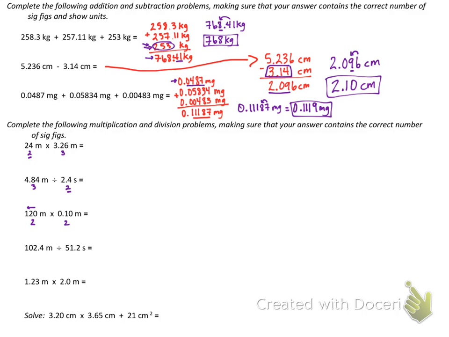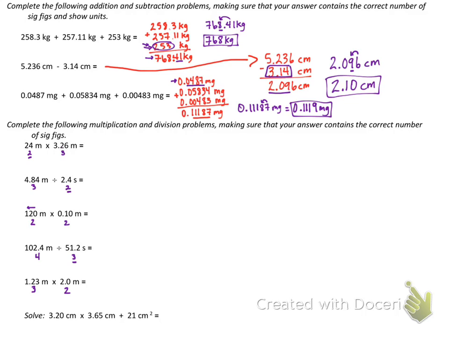All right, then here we have 4 significant figures, and here we have 3 significant figures. So my answer should have 3 significant figures. We have 1.23 meters times 2.0 meters. Again, 1.23 has 3 significant figures. 2.0 has 2 significant figures. Okay. All right, so now let's do our calculations.